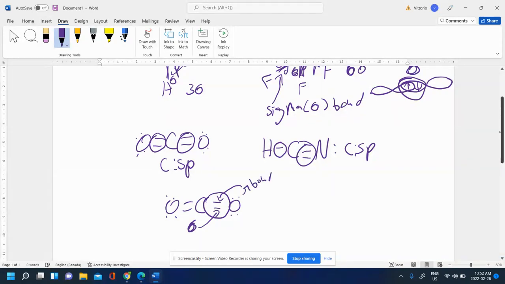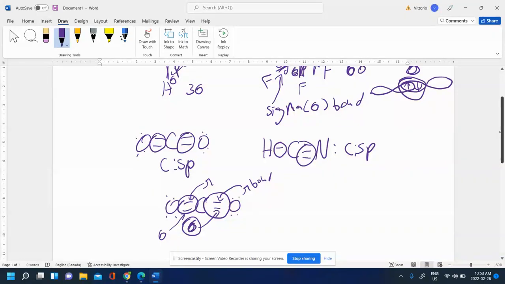A pi bond. The sigma bond is the stronger of the two bonds contributing to this, and the pi bond is a weaker one. So we have a sigma bond and a pi bond within a double bond. Here we have a sigma bond, and here we have a pi bond within the double bond.